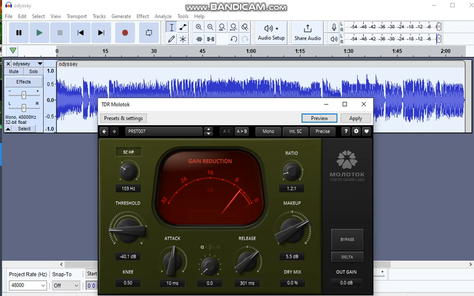Now we're going to take a look at another one. Parallel compression is upward compression. So you're going to set the ratio to about 4.1. Okay.